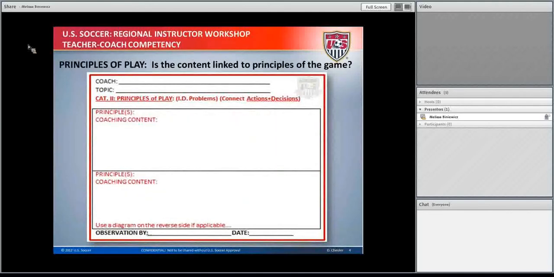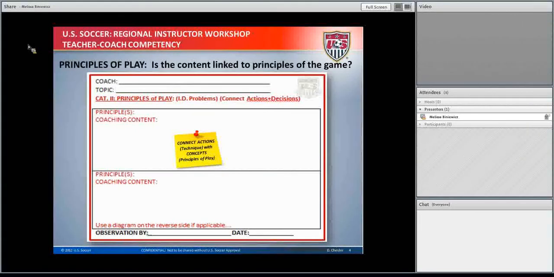The next category is principles of play. And under principles of play, we're really trying to connect actions of the players. So technique is certainly a measurable action with concepts such as principles of play or tactical decisions. So this is the type of information that we want to record on this form, and this is why the area is much larger.